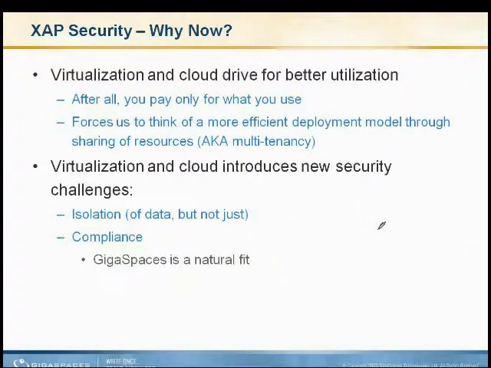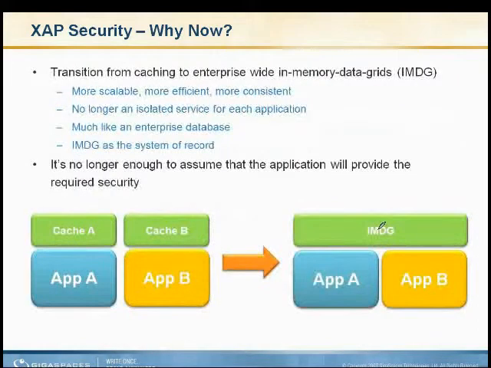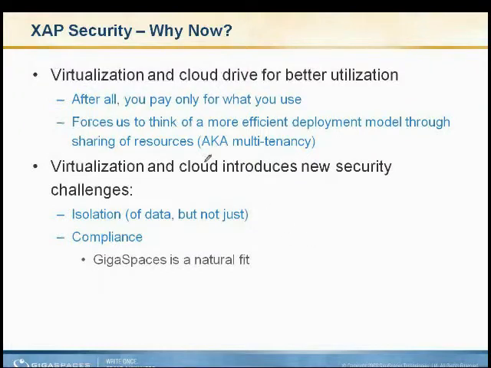Now another very important driver is virtualization and cloud computing. Both drive us to think a bit differently about the way we deploy applications, because we understand now that resources are available on demand, and typically we only pay for what we use. Since we all want to cut our costs, we want to use as little as possible. So if we go back to the previous slide, obviously this type of configuration, the central in-memory data grid configuration, would mean less memory capacity that you need from hardware machines on the cloud. So this is one very important driver.